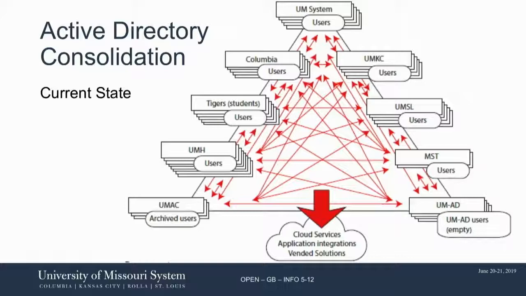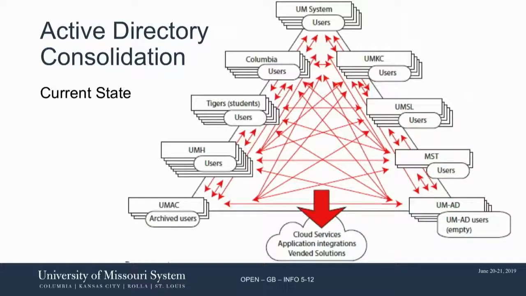We had a domain for each and every university, one for the hospital and one for the system itself, and then a couple of extras like UMAD, which is currently, or was until recently, empty, and this one over here, UMAC, which is used for archived accounts. These accounts not only relate to people, they also relate to resources, so it could be a schedulable room, a piece of equipment that can be checked out via email, anything that would be going into the common calendar. Every one of those represents an account in terms of the Active Directory structure.